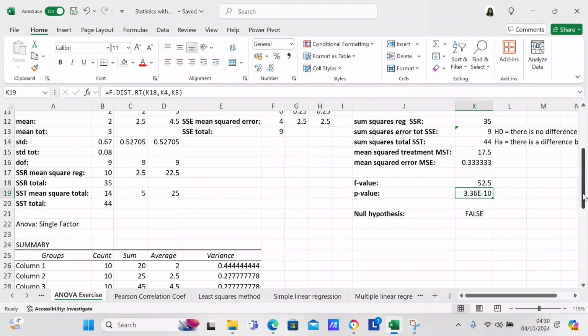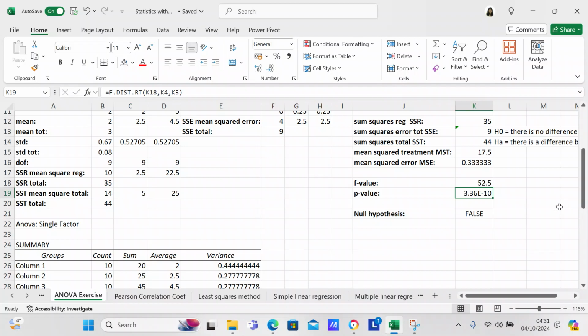So I was looking on the internet, and the internet said to use F.DIST.RT. K18 is your F value, and then K14 is going to be your DOF denominator. No, sorry, K4 is going to be your DOF numerator, and K5 is going to be your DOF denominator. And I spent a lot of time researching this. In fact, probably I did it at work as well, because I need to learn Excel for work.